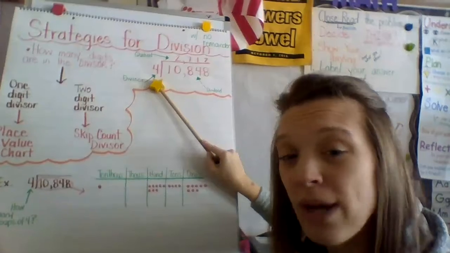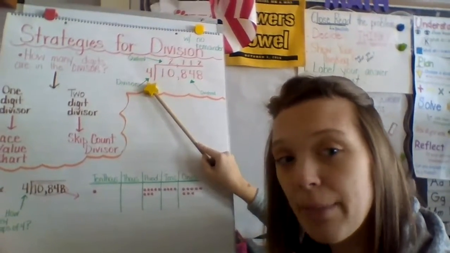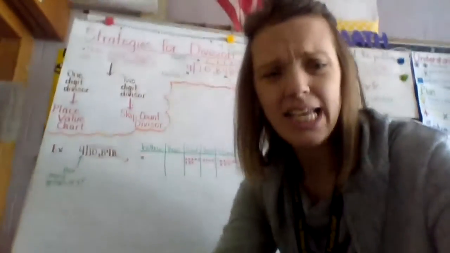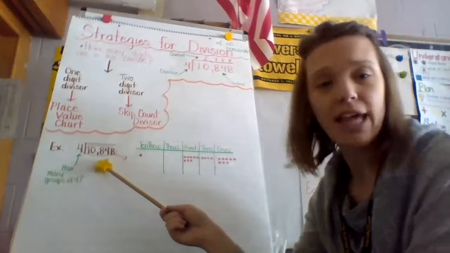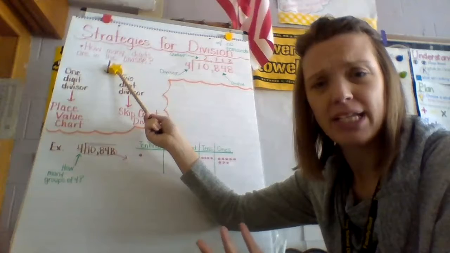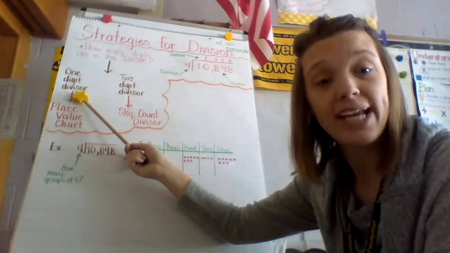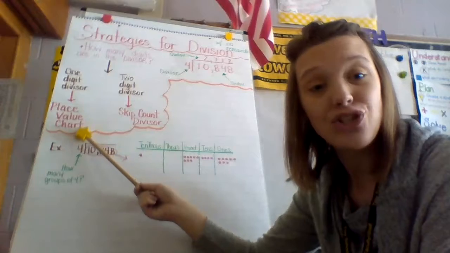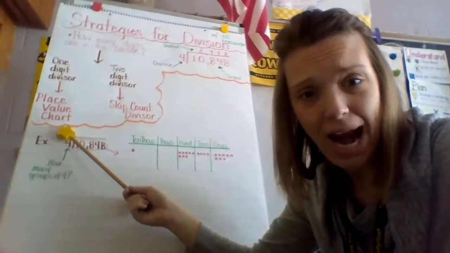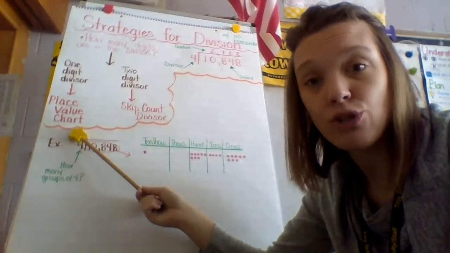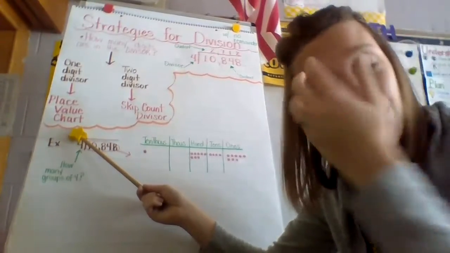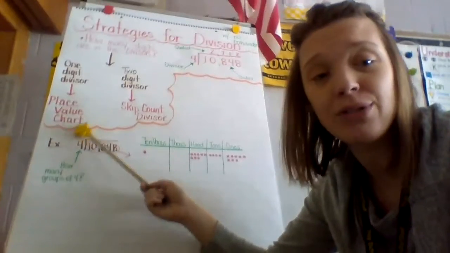You'll see here, this is a 1-digit divisor, and we'll do an example of a 2-digit divisor in a few minutes. So let's say that we have the example 10,848 divided by 4. First I'm going to look at my divisor. How many digits are there? There is a 1-digit divisor here. So I'm going to use the strategy of a place value chart. I highly recommend this strategy for my scholars who are visual learners. I'm one of those. I need to physically see to understand the movement and the grouping of these numbers.